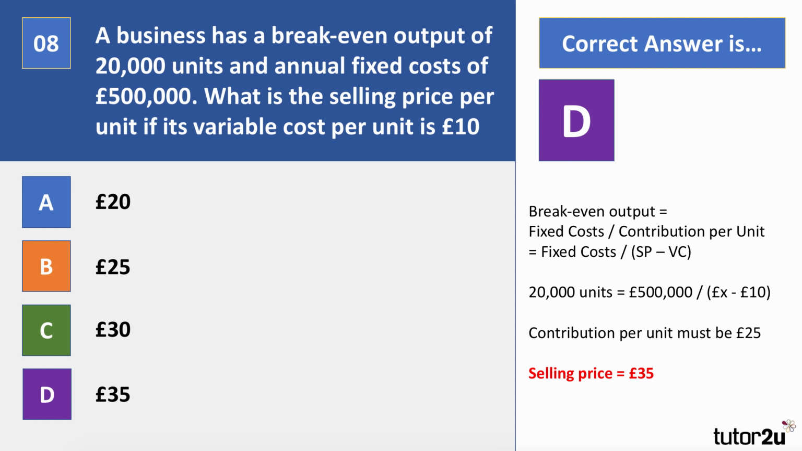£25, because that must be the contribution per unit if we break even at 20,000 units with fixed costs of £500,000. Well, if the contribution per unit is £25 and we're told variable cost per unit is £10, selling price per unit must therefore be £35. So the answer, 35, answer D.